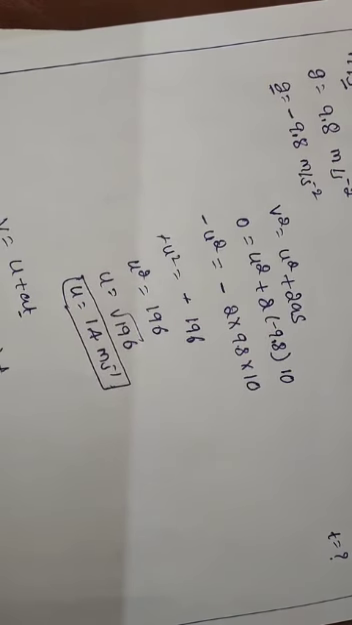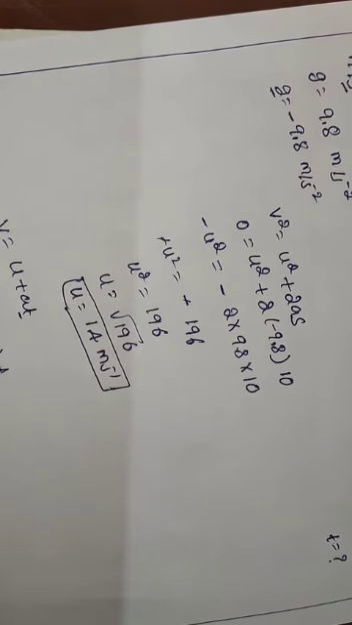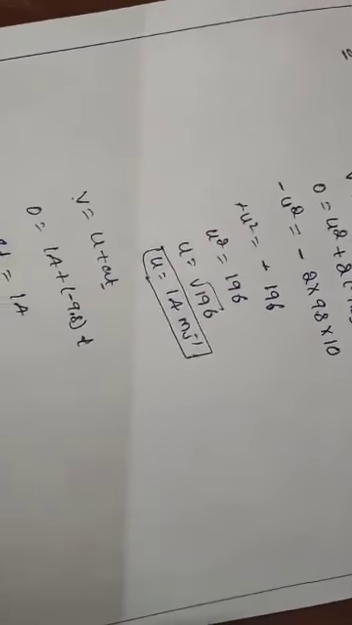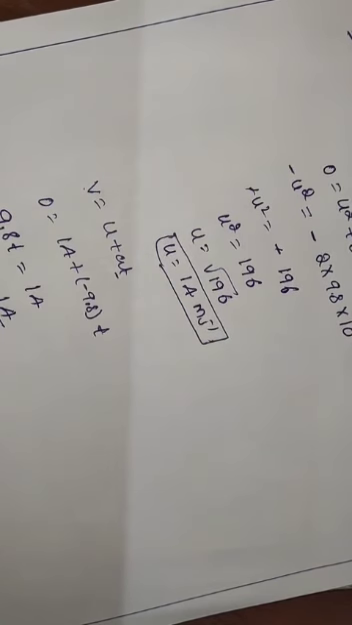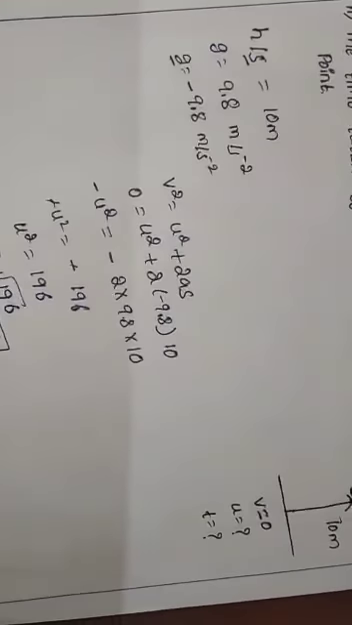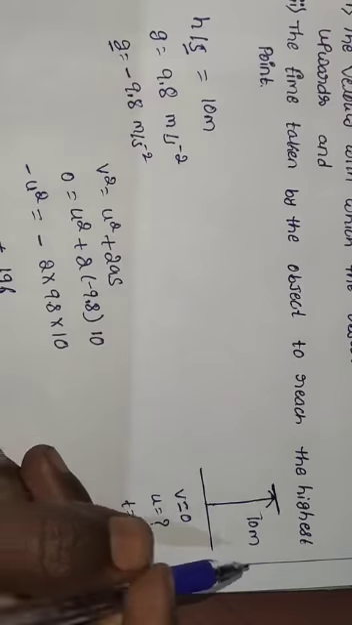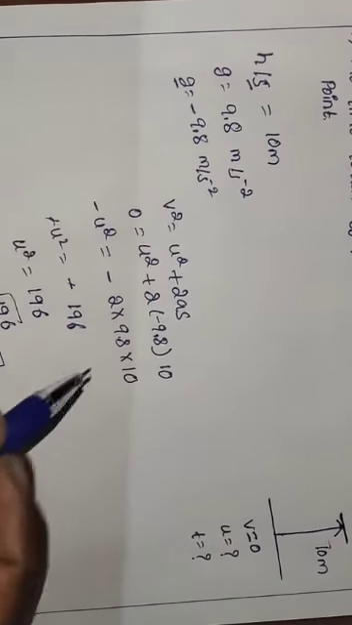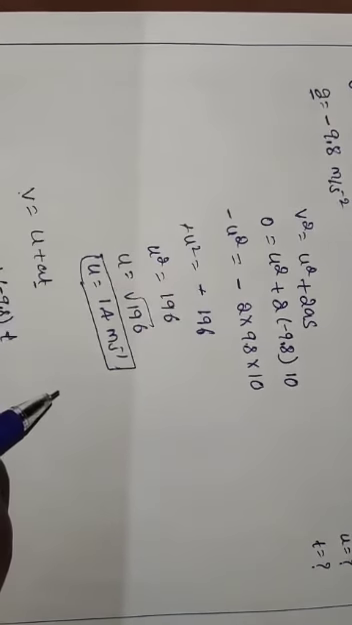Now shifting the 9.8 t, it is equal to 14. So t is equal to 14 divided by 9.8. When we simplify this, we get 1.43 seconds. The time taken by the object to reach the highest point is 1.43 seconds. Thus we solved the problem by using the equations of motion under the influence of gravitational force.